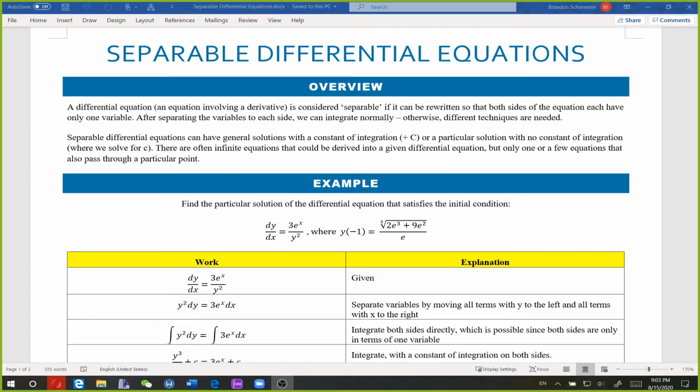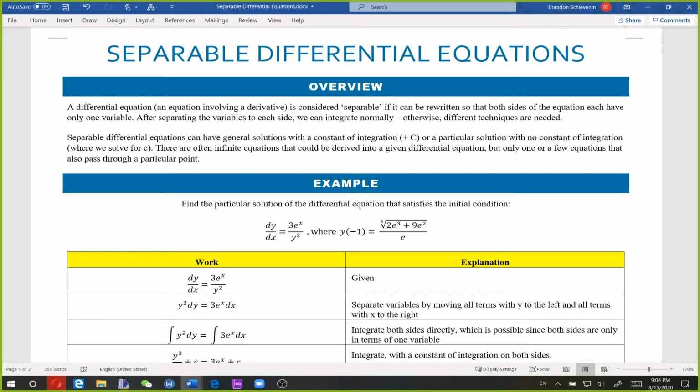So a separable differential equation is any differential equation, which just means an equation involving a derivative, like this one that I have down here. So the derivative of y in terms of x is equal to 3e to the x over y squared. So if we have a differential equation that we could separate so that both sides of the equation have only one variable, right now we could cross multiply, and if I did, all of my y's would go to the left side and all of my x's would go to the right side.